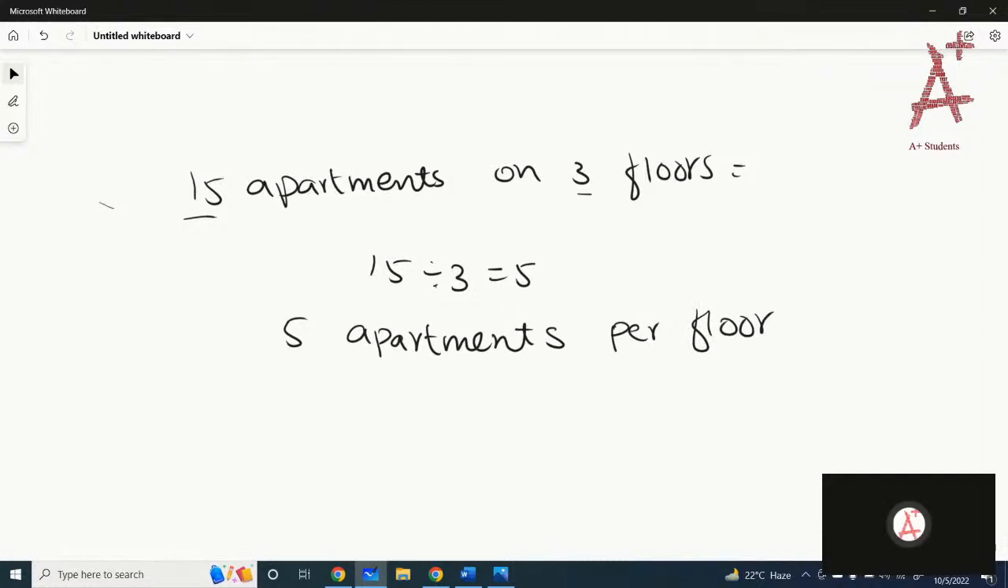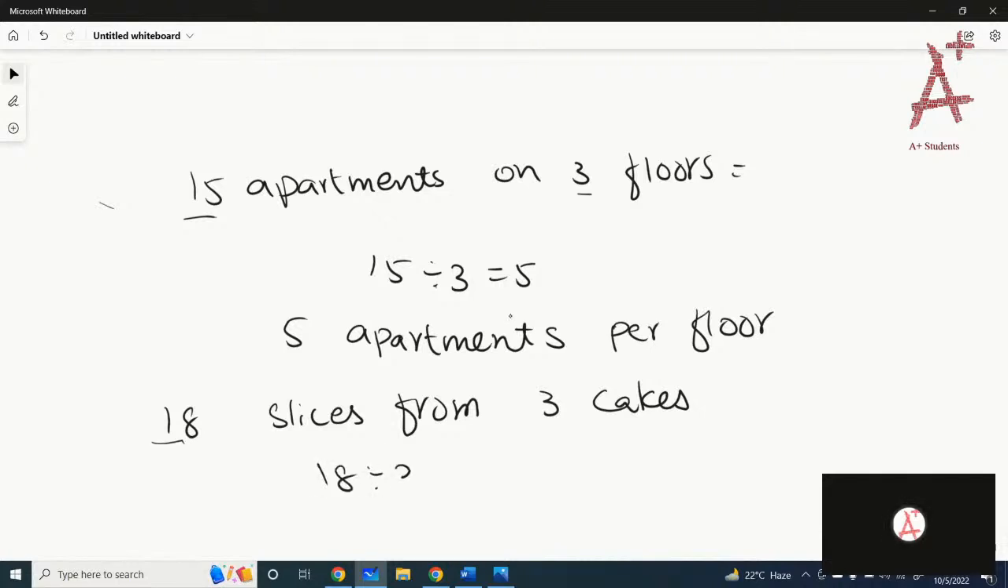Okay, the other example is find the unit rate. You have 18 slices from 3 cakes. So that means you have to find how many slices you have in one cake. Got it? Just divide 18 by 3. So 3 times 6 is 18. That means you have 6 slices from one cake.